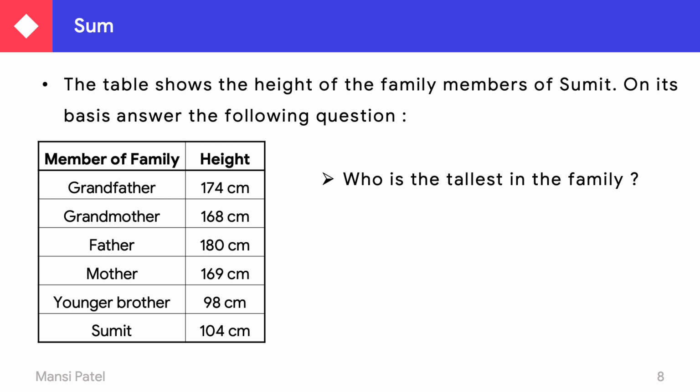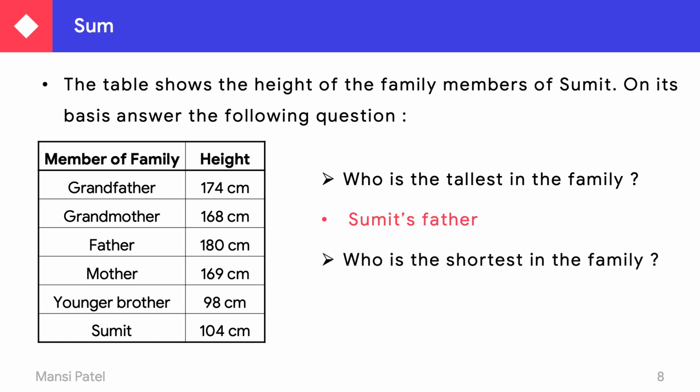Tallest means biggest. Whose height is biggest among these 6 members? So we can say Sumit's father's height. So we can say Sumit's father is the tallest in the family. Now, who is the shortest in the family? Shortest means small. Whose height is smallest among these 6? So we can say here, Sumit's younger brother's height is the shortest in the family.